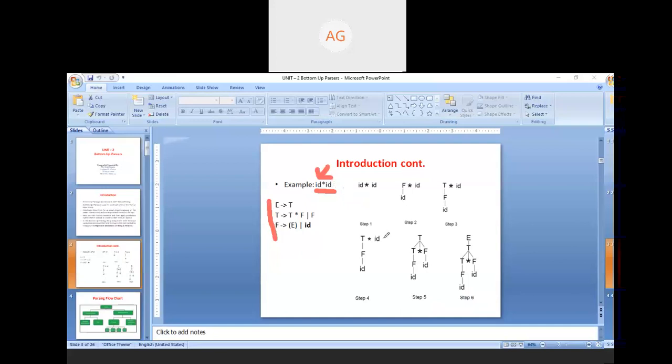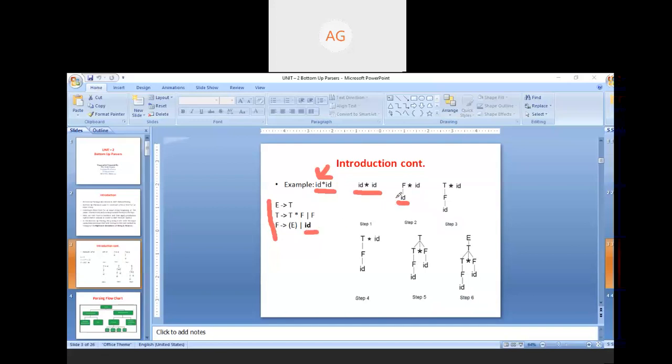You need to follow these steps which are based on bottom-up parsers. First you need to write what you need to find out, basically id * id. Then in step 2, this id can be replaced by, as you can see in the productions of the grammar, F produces id is the production. So basically id is derived from F.